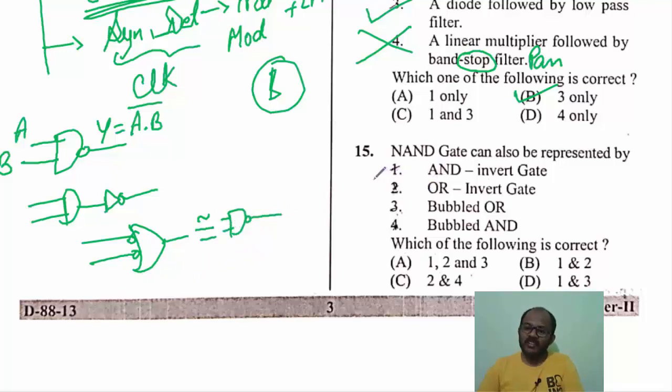First statement they have given is AND inverter gate, which is correct. OR invert gate is wrong. Bubbled OR gate is correct. Bubbled AND gate is wrong. So 1 and 3 follow, nothing but option D is correct.